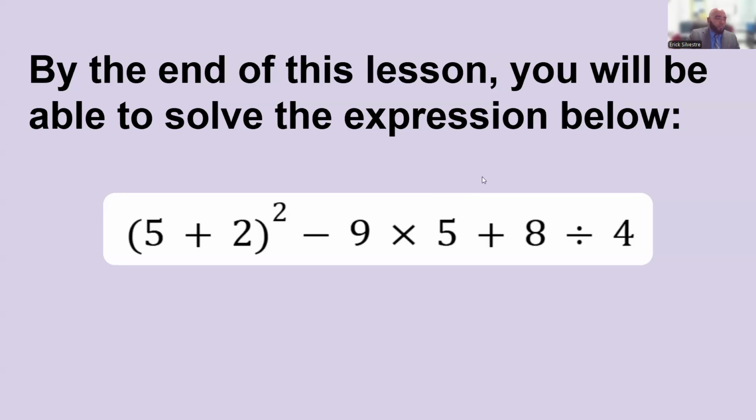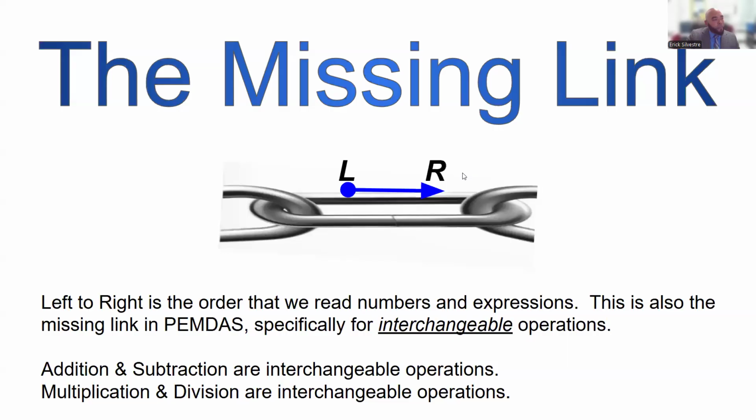By the end of this session, not this video, this is only part one, you will be able to simplify this expression by using PEMDAS the proper way. Now, the missing link, if you notice, you see an L to R. Basically, that means left to right. Left to right is the order that we read numbers and expressions.